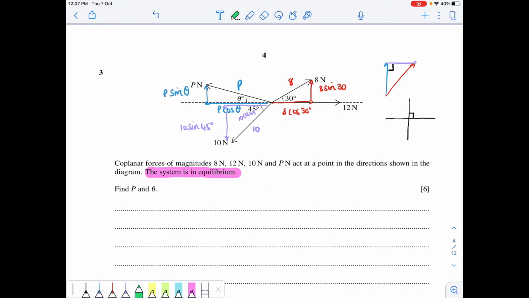So what does it mean when the system is in equilibrium? What they're saying is that all the forces acting in the two perpendicular directions are equal to each other. In our example, we could say the upwards vertical forces are equal to the downwards vertical forces, and the forces acting to the right are equal to the forces acting to the left. In other words, they are in harmony, in equilibrium. And that's what we're going to state now, and this is where we're going to get our two simultaneous equations to solve for P and theta. So, resolving horizontally.